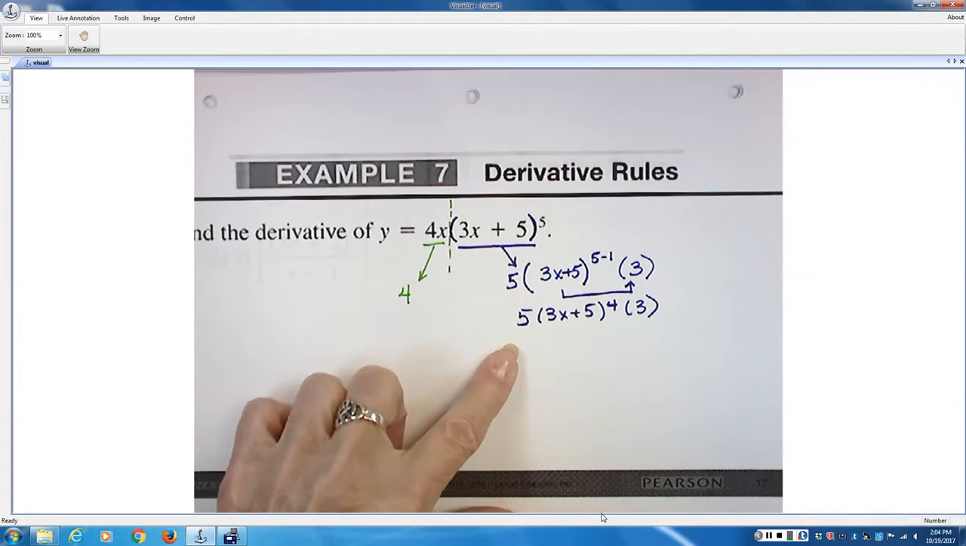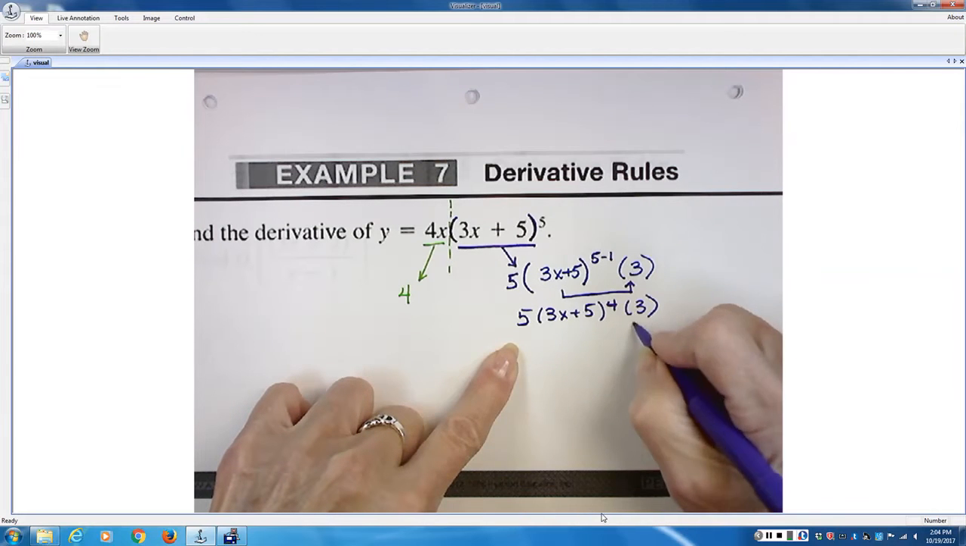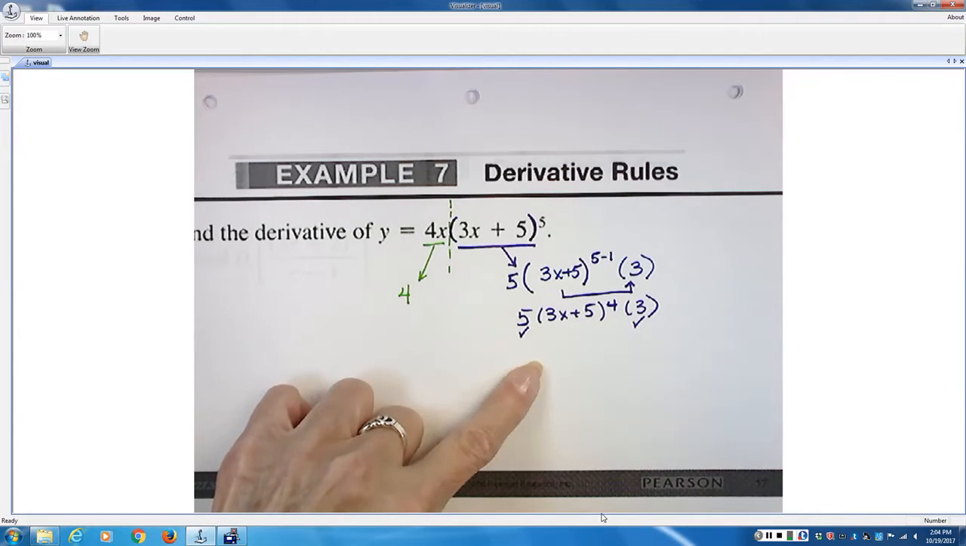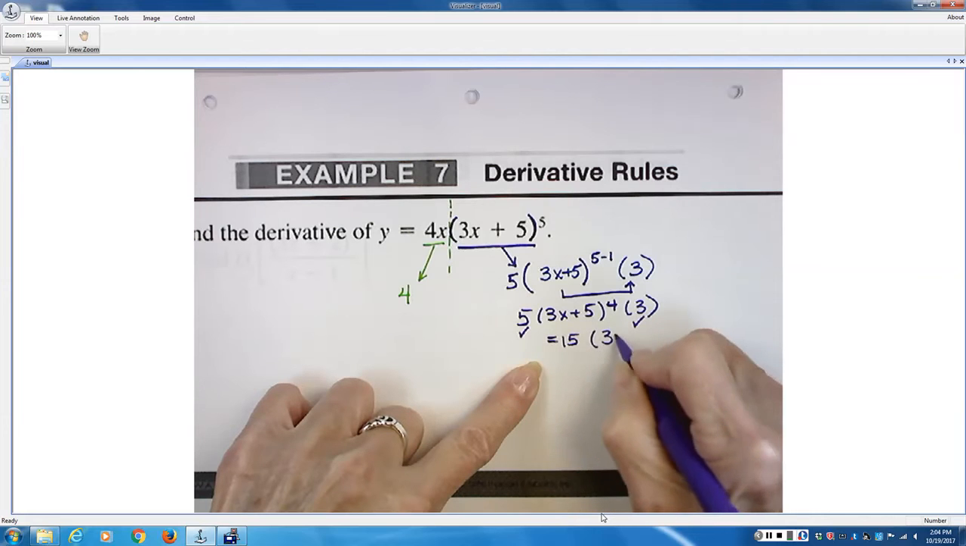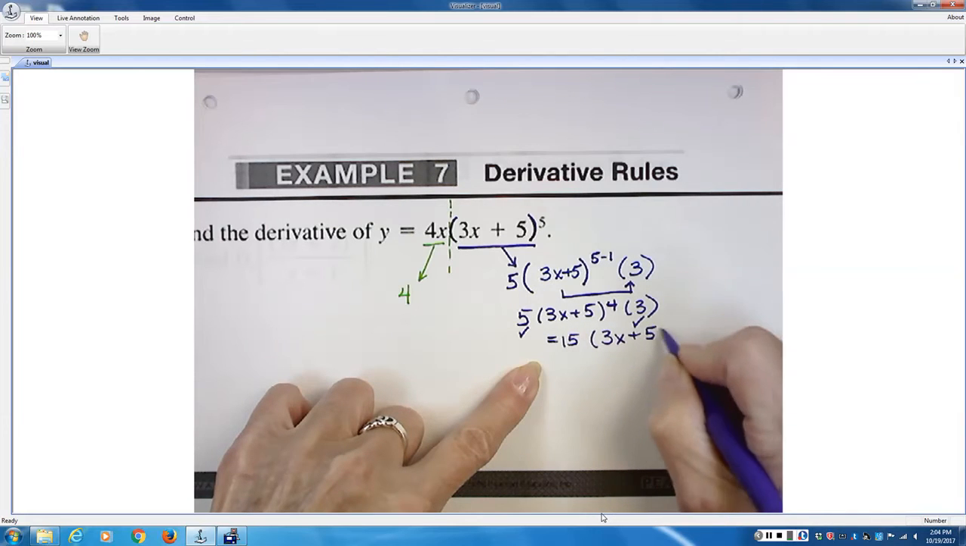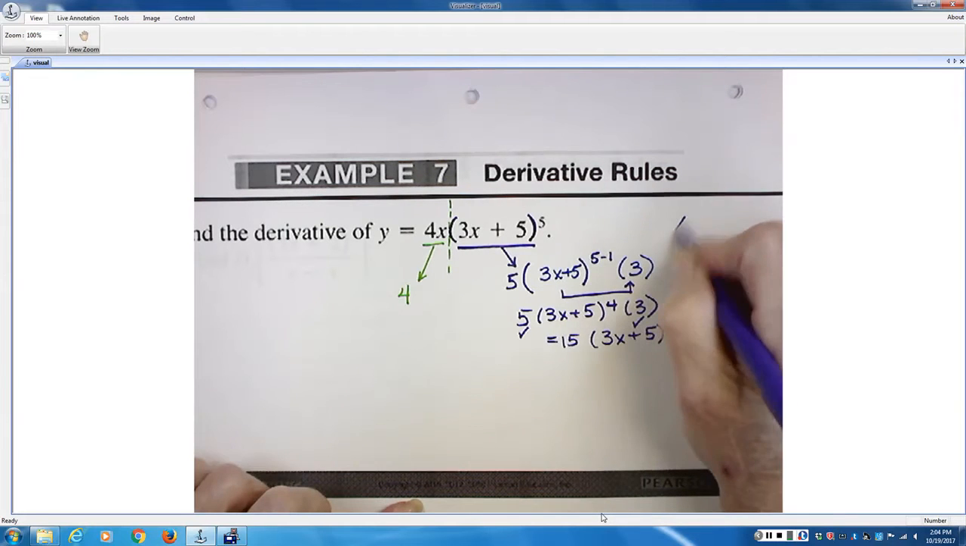And this is one of the few times it might be easier as you go forward to actually straighten it up a little bit by multiplying your 5 times your 3. Because it'll just make it easier to keep up with. So this was the chain rule part.